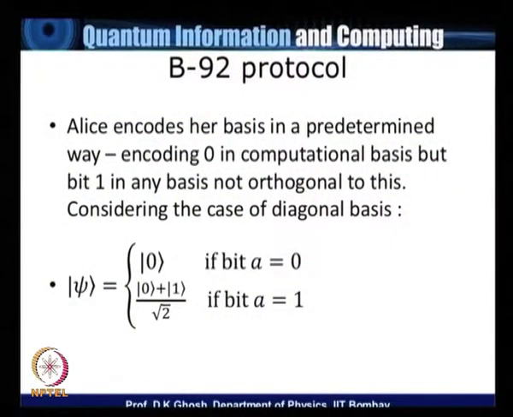Having discussed the BB84 protocol, we focus our attention on alternative protocols that are there. One of them is known as the B92 protocol, and the B92 protocol works like this. In this case, Alice encodes her bits in a predetermined manner. Remember, in the BB84 protocol, she had encoded them by a basis which she decided on the basis of a random coin toss, but she doesn't do that here.